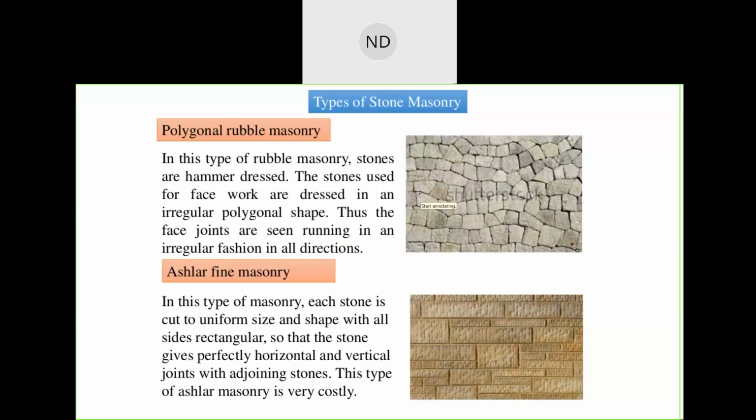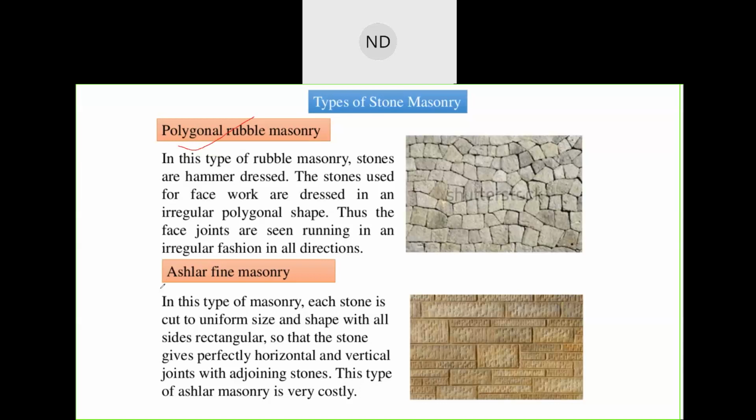Okay, but they are not of square size or the same size edges, like a straight edge or square edge. They may be irregular in shape, but they will have a certain sequence, which will be in a line in course, but with different polygonal shapes. So these are known as your polygonal rubble masonry.